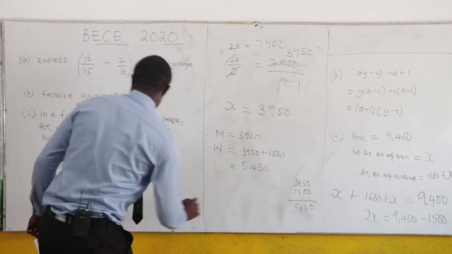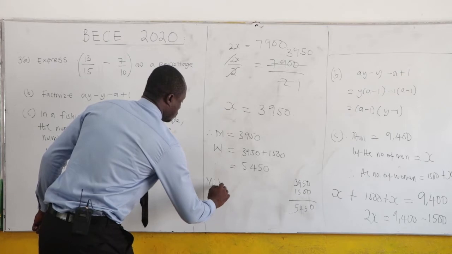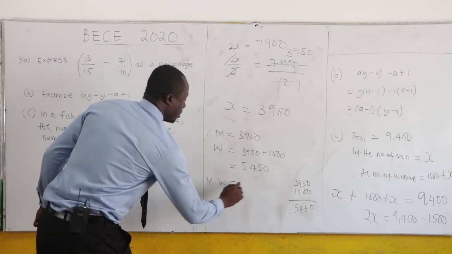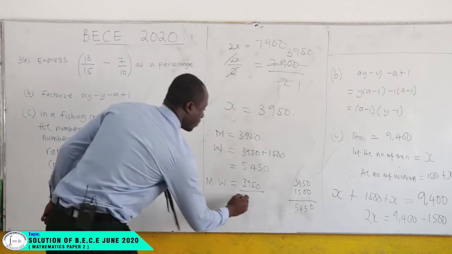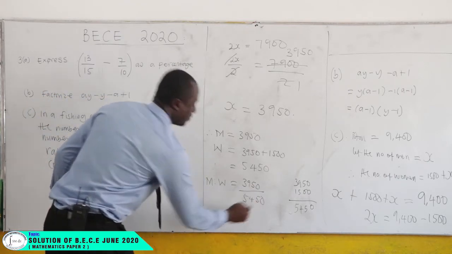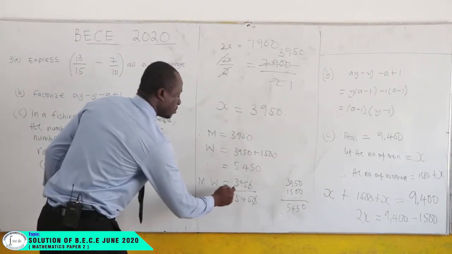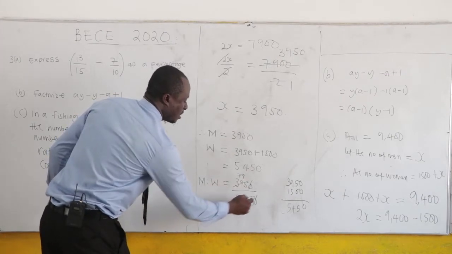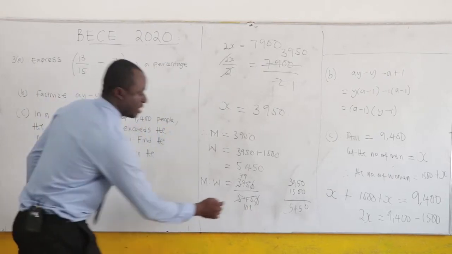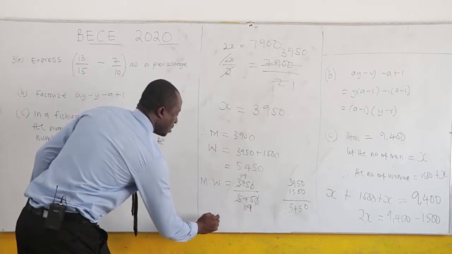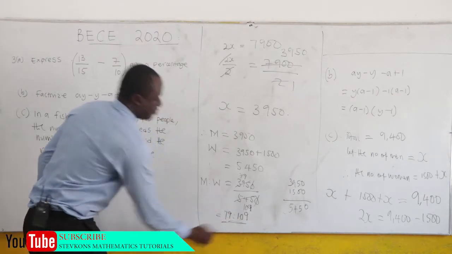Now, what do you want? They are saying we should find the ratio of men to women. So, men is to women. What is men? 3,950 all over 5,450. What can we see? This 0 will cancel the 0 here. Now 5 will go into this, that is 79, and then 5 will go into 545, that is 109. You can try it. So hence, the ratio is 79 is to 109.